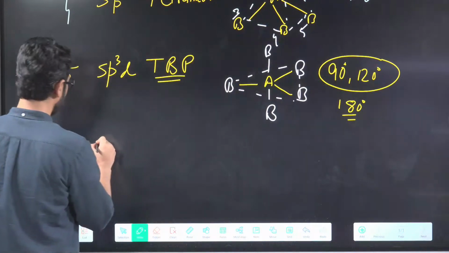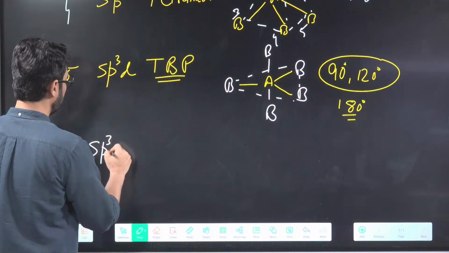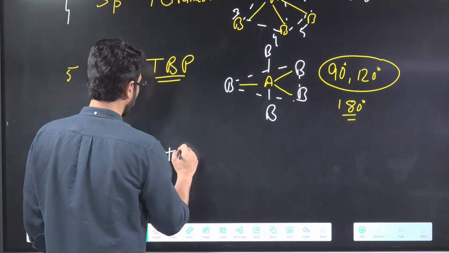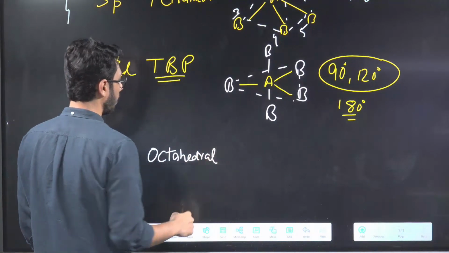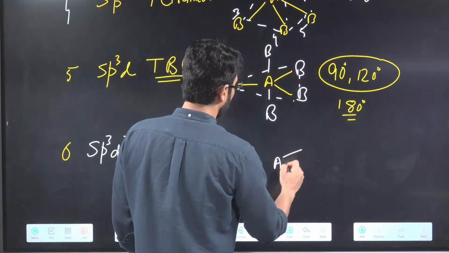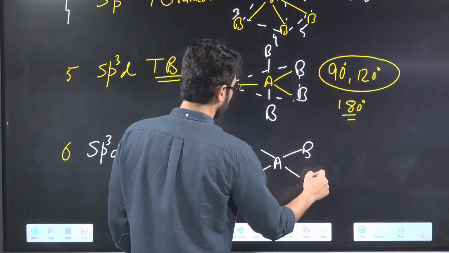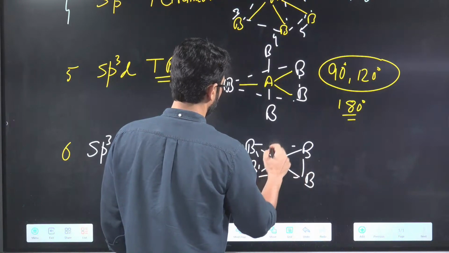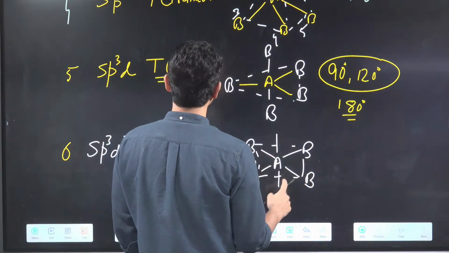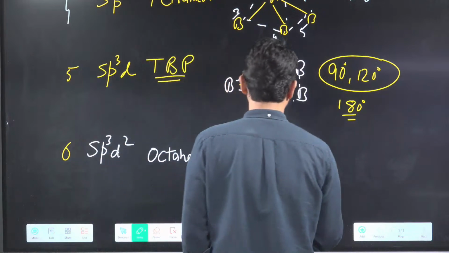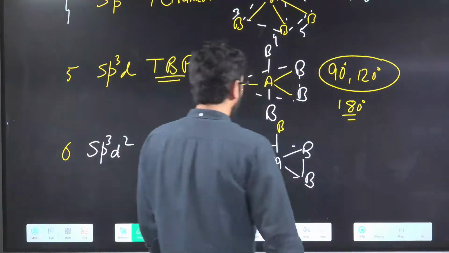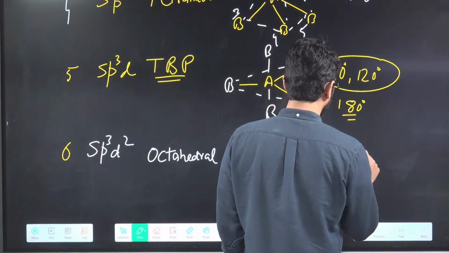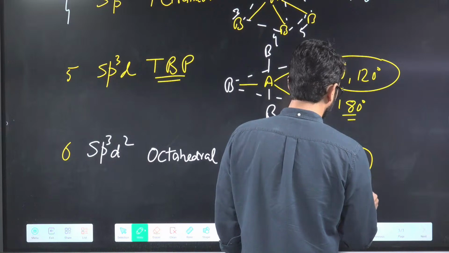Next one is 6, which is octahedral sp3d2, which is regular geometry octahedral, electronic geometry octahedral, and if central atom A, 4 atoms in same plane. And all adjacent angles 90 degree. Other possibilities 180, yes.